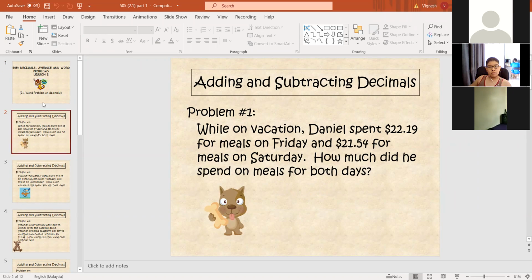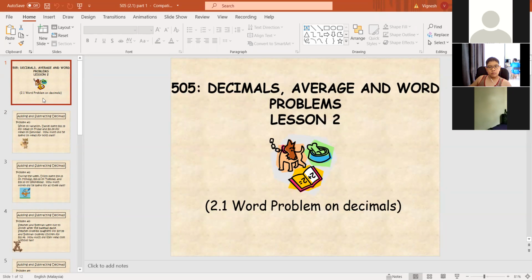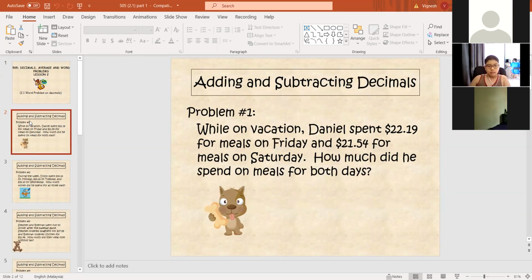Is it okay? Today we are going to learn the word problem questions involving addition, subtraction, multiplication and division. Today, this slide is only focused on addition and subtraction of decimals. And tomorrow we proceed with multiplication and division of decimals. Can or not? Yes, teacher.